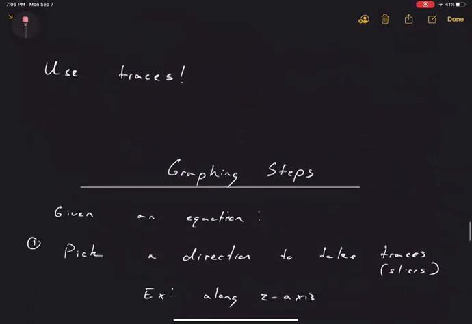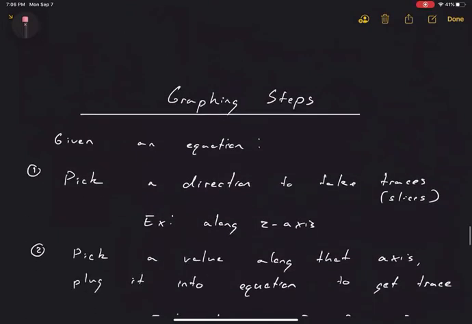We're going to use the same thing we use for cylinders, traces, only it's maybe a couple other steps. So I'm going to write out the steps as I see them, and then we'll do several examples. Let's say we're given an equation in the three variables x, y, and z, and at least one of those terms is squared. We've got a second order equation, so we have one of these quadratic surfaces. How do we graph it? I'm going to start by picking a direction and then taking traces along that direction. So step one is to just pick a direction.